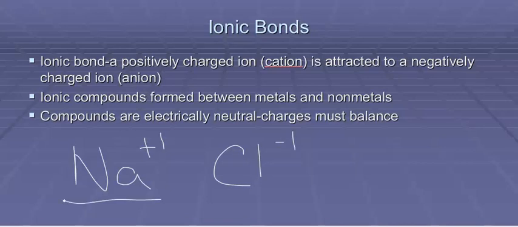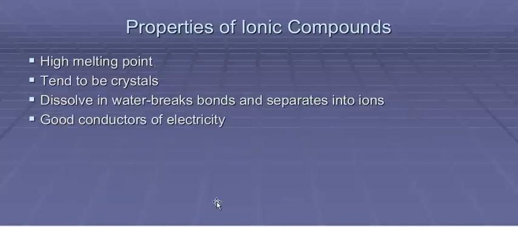Metals are positive. Non-metals like chlorine tend to form negative ions. When you form ionic compounds, they have to be neutral, so the charges must balance out. The charges are not always 1-to-1 or 2-to-2, so I will show you how to balance those charges out a little bit later. Properties of these ionic compounds, these metal, non-metal compounds.